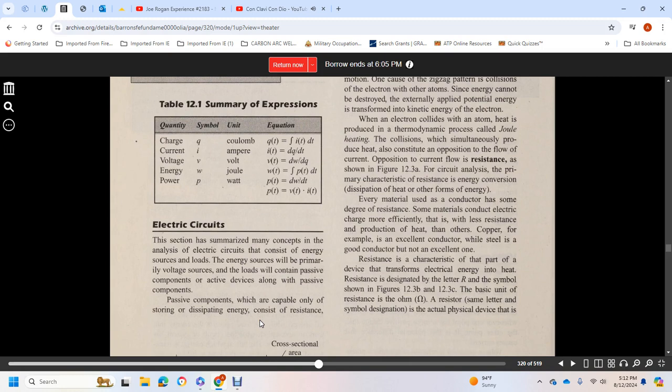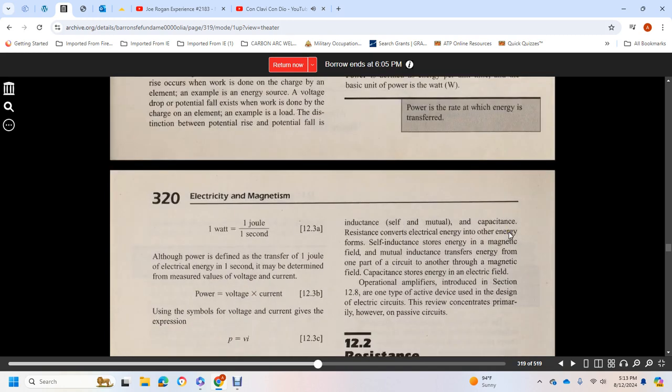Electrical circuit. This section summarizes the main concepts in the analysis of electrical circuits, which consist of an energy source and a load. The energy source is the primary voltage source, and the loads contain passive components along with active devices. The passive components are capable only of storing or dissipating energy. Resistance converts electrical energy into another energy form. Inductance, self and mutual, self-inductance stores energy in a magnetic field, while mutual inductance transfers energy from one part of the circuit to another through the magnetic field. Capacitance stores energy in an electric field. Operational amplifiers, introduced in section 12.8, are one type of active device used in electrical circuit design. This review concentrates primarily on passive circuits.